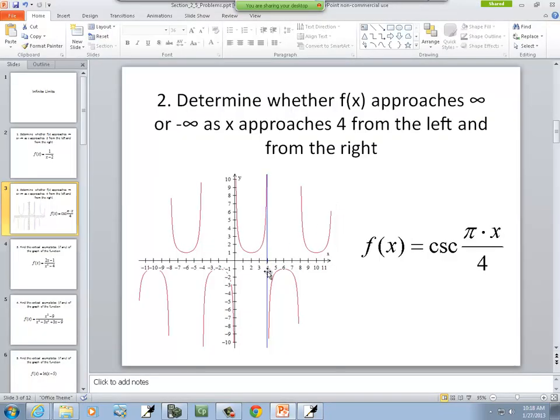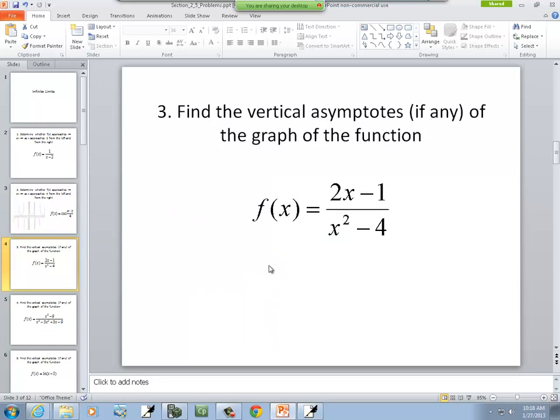Now, this concept here, where you got an invisible line, a line you can't see, where the graph skims, gets real close to, but never touches, never crosses, just keeps getting closer and closer to it. That's a vertical asymptote. Now let's talk more about vertical asymptotes.